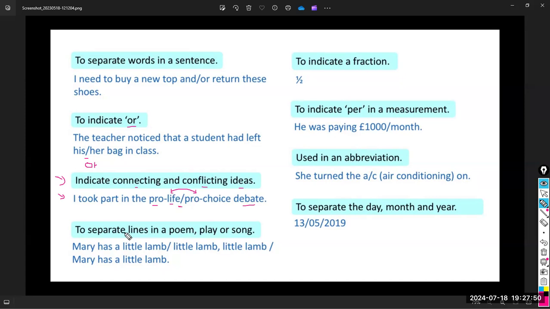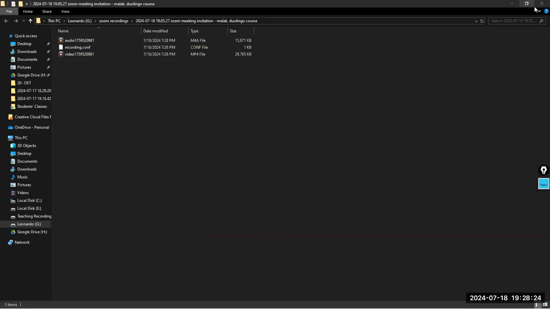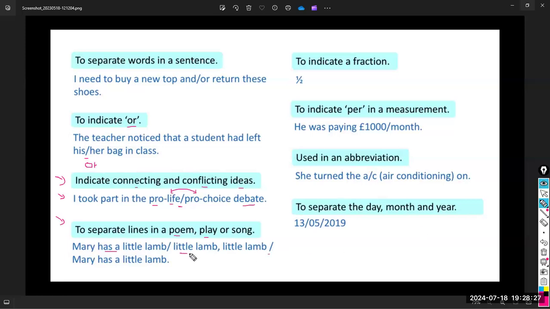Now, the next rule is to separate lines in a poem, a play, or a song. Notice this example: Mary has a little lamb/little lamb/Mary has a little lamb. So we notice that it's a kind of song. Now I have to separate these lines in writing with slashes. Or maybe you can write each line alone, the second line, the second stanza, in a new line above each other, or in new lines. Or you can use the slashes.